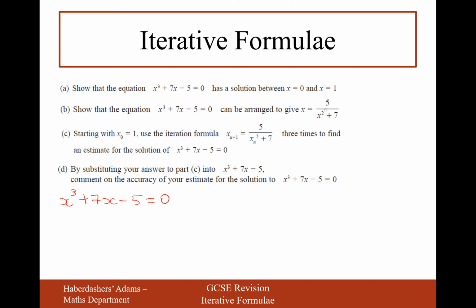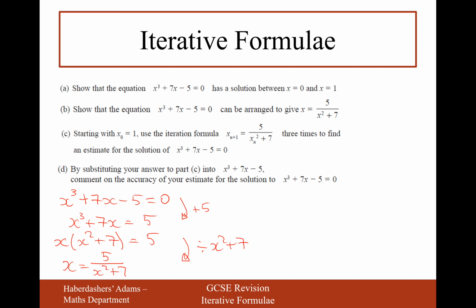5 is on the other side. That's the first thing I'll do. I'll first of all move the 5 onto the other side. So I've added 5 to both sides. Then the next thing I need to do is divide by x squared plus 7. How am I going to do that? Well, what I could do on the left-hand side is I could factorise like that. And then in the next step, divide by x squared plus 7. So it's going to be x equals 5 over x squared plus 7. And there we are. That's the rearrangement for part B.